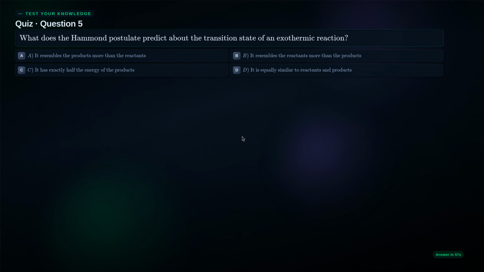Quiz question 5. What does the Hammond postulate predict about the transition state of an exothermic reaction? Option A, it resembles the products more than the reactants. Option B, it resembles the reactants more than the products. Option C, it has exactly half the energy of the products. Option D, it is equally similar to reactants and products.